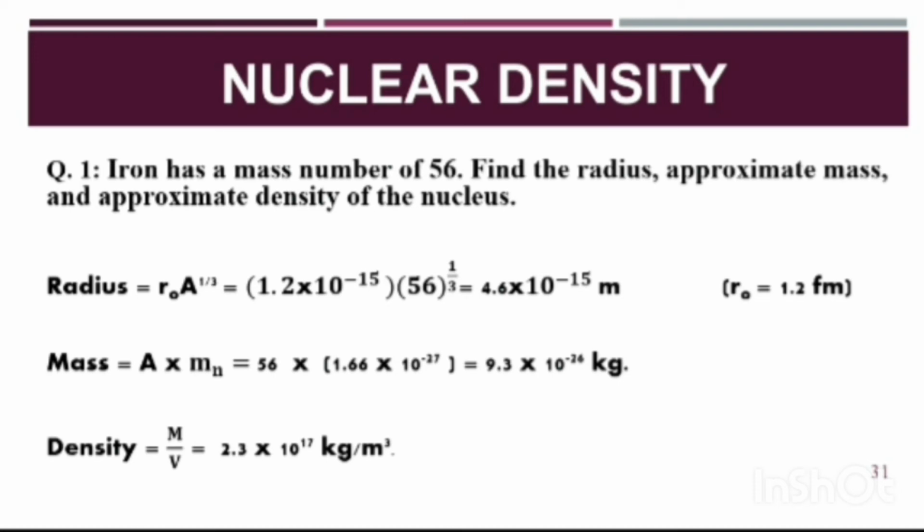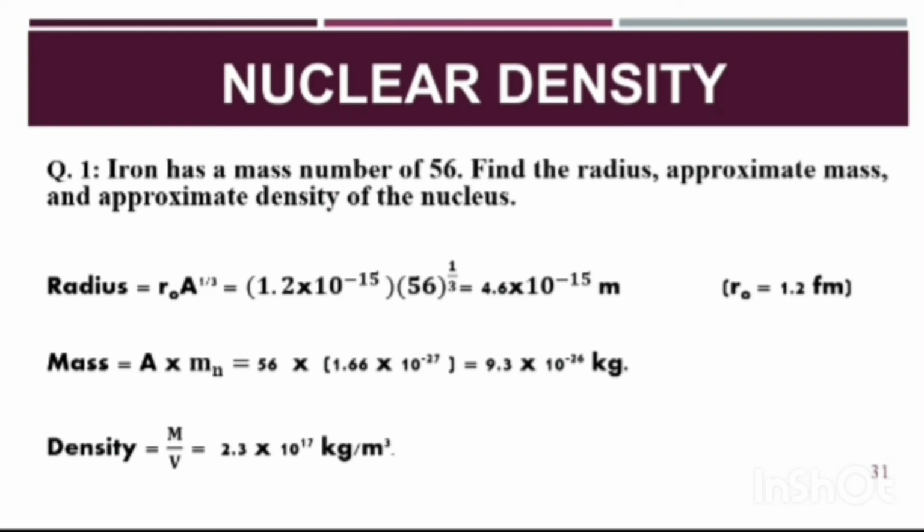Next, we can calculate the approximate mass using the formula A·Mn, where A is the mass number and for Mn we have 1.66 × 10 raised to minus 27. We get the answer as 9.3 × 10 raised to minus 26 kilogram.